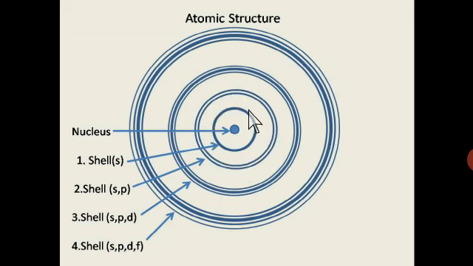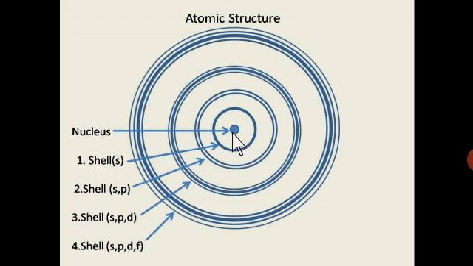In atomic structure, you already know the central position is nucleus and the electrons revolve around the nucleus. Electrons revolve around the nucleus in their fixed path called shell. The first shell has only one subshell, that is S. Second shell has 2 subshells S and P. Third shell has 3 subshells S, P, D and fourth shell has S, P, D, F subshells.